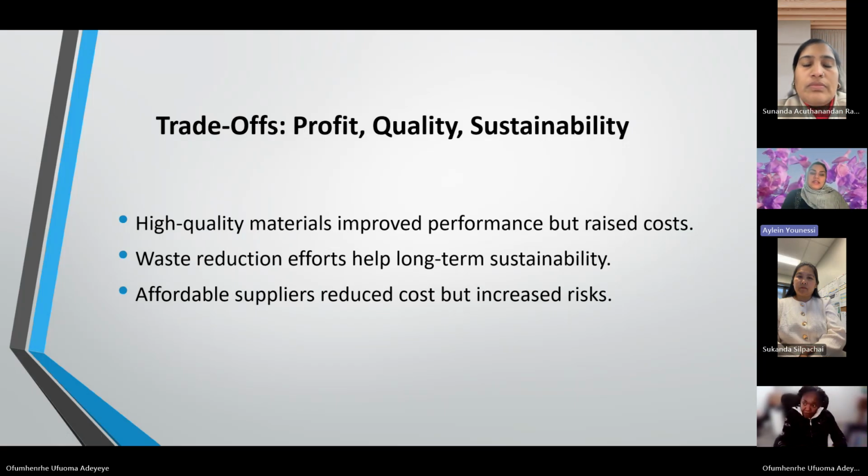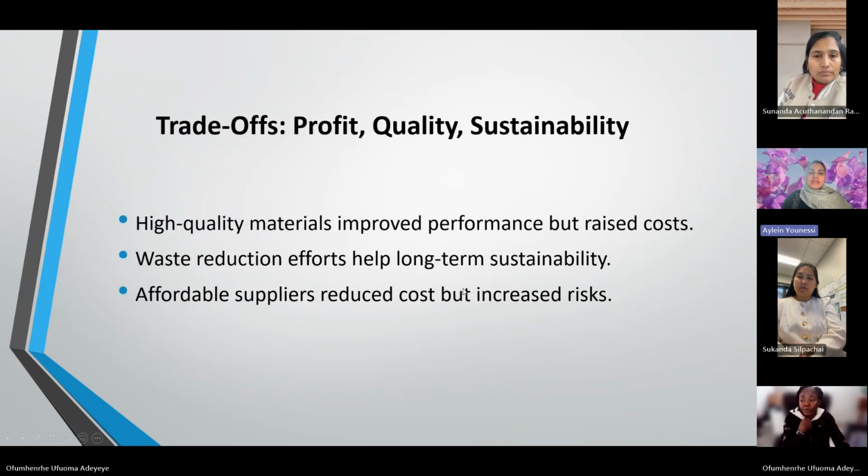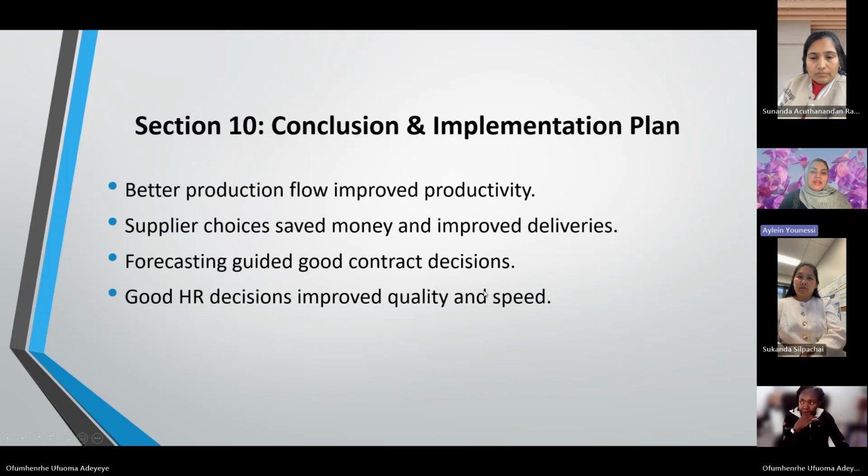This simulation activity showed us that we must balance profit. It's very important in any business to balance profit, quality, and sustainability. High quality materials help us make better products but increase cost as well. Choosing cheaper suppliers saves money but also increases risk at the same time. Sustainability planning helps reduce waste, and it is important for long-term success. This showed us that a business cannot be perfect in all areas at the same time. They must make smart trade-offs and smart decisions. Next one is conclusion and implementation plan.